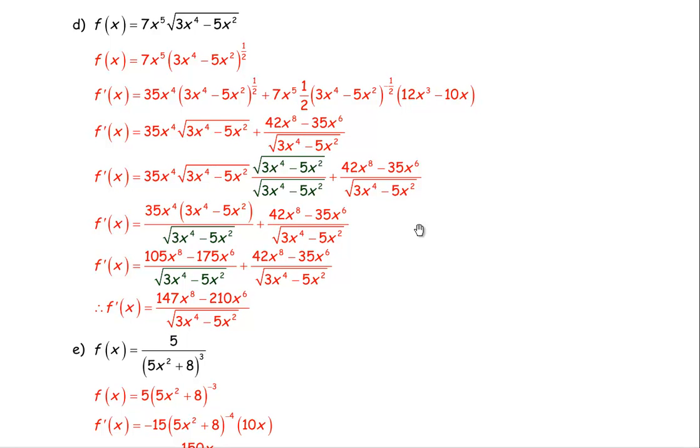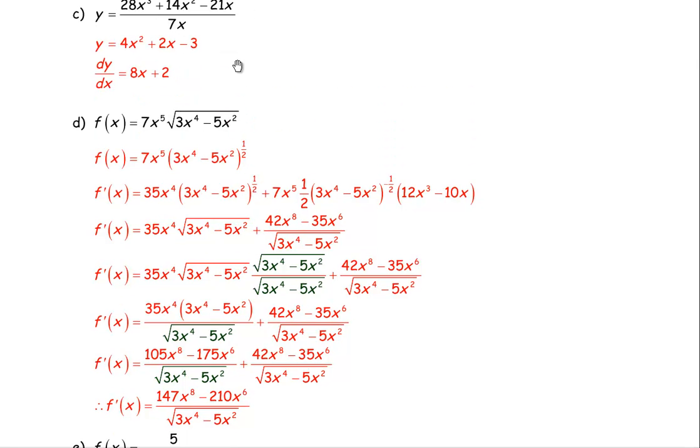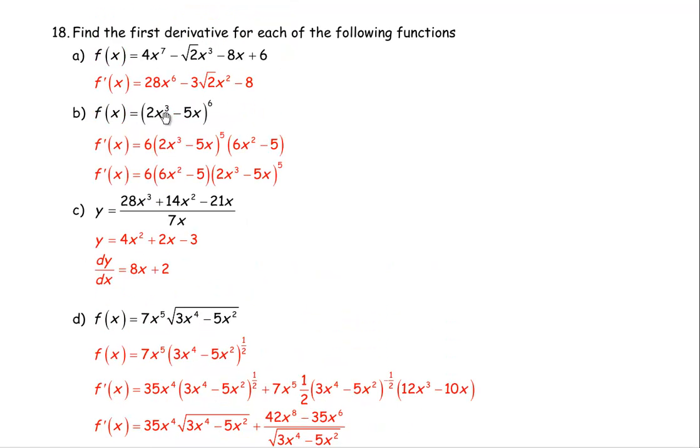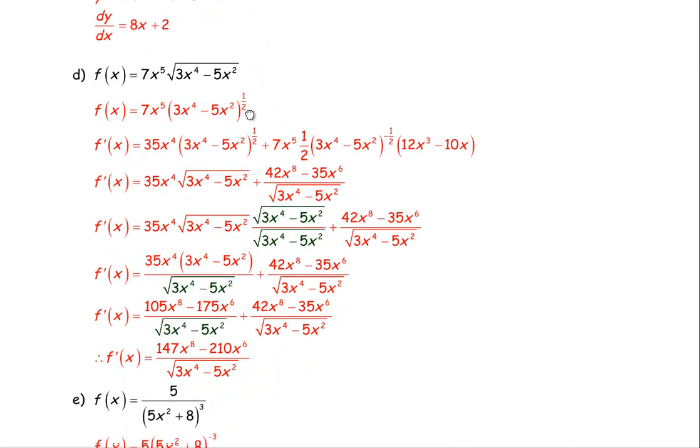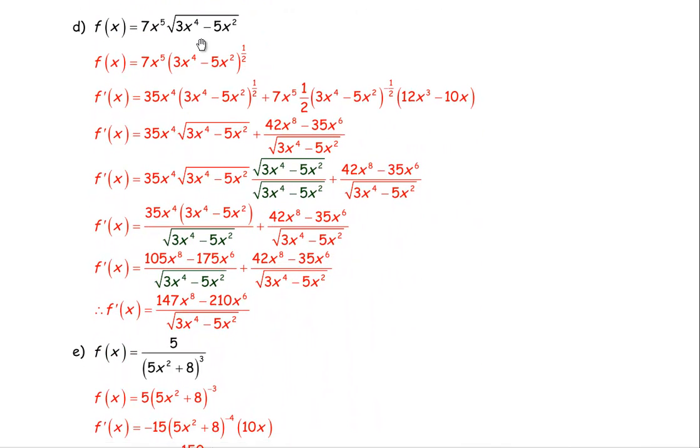For D here, there's actually a couple different differentiation rules. We have a product, so this 7x to the 5th and the root of 3x to the 4th minus 5x squared is a product, so we use product rule here. But when you get into differentiating this, it's very similar to this one right here because it's a power of a function of x. So writing that as the power of a half first, the root, I'm going to start with product rule.